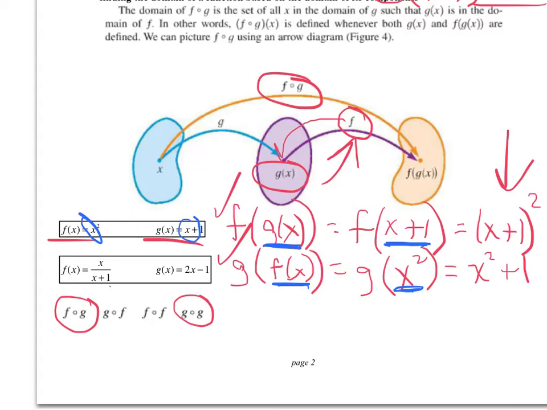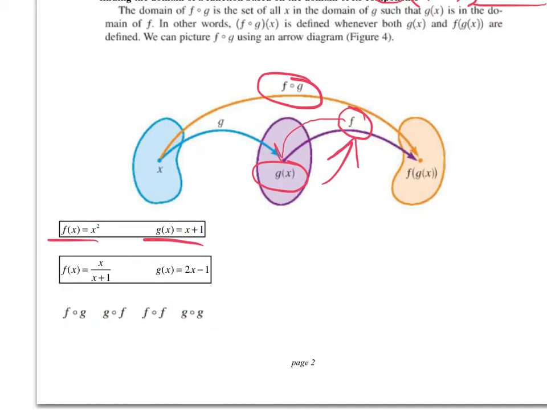Okay, let's look at the second example. F of x is x over x plus 1. G of x is 2x minus 1. So let's calculate f of g first. So let's get a little room here and get rid of some of this stuff. I'm going to calculate f of g. Okay, so f of g of x means we're going to substitute g of x right there. So we're going to get f of, and g of x is 2x minus 1.